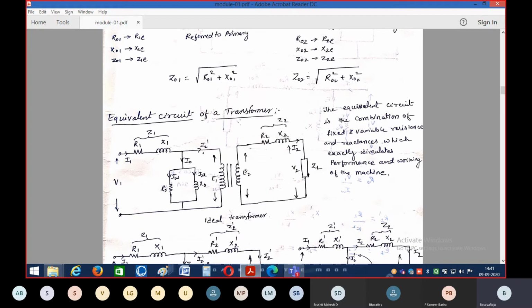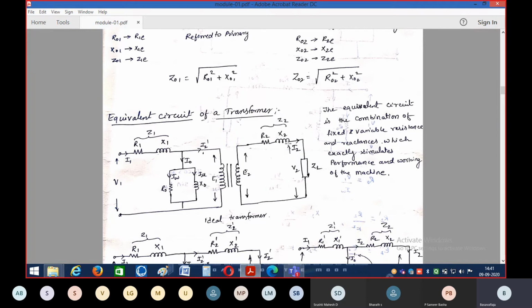So the vector addition of R2 and jX2 is equal to what? Impedance, that is called the secondary winding impedance. The value of Z2 is equal to R2 plus jX2. Or the magnitude of Z2 we can calculate as the square root of R2 square plus X2 square. Okay. So this is the secondary winding impedance. This is the primary winding impedance.